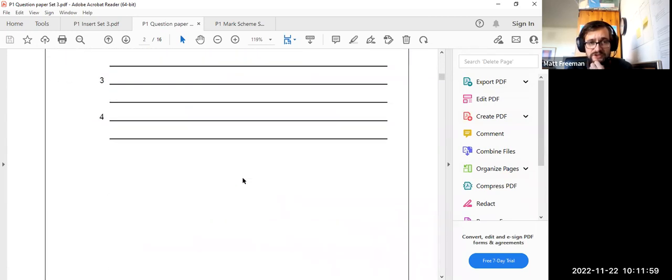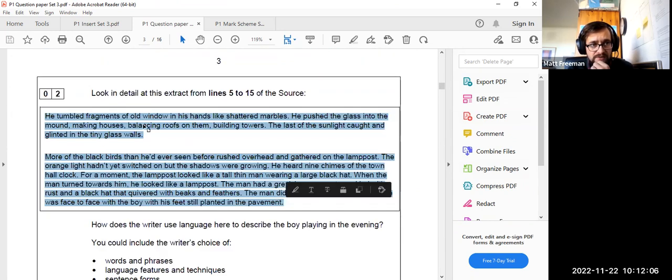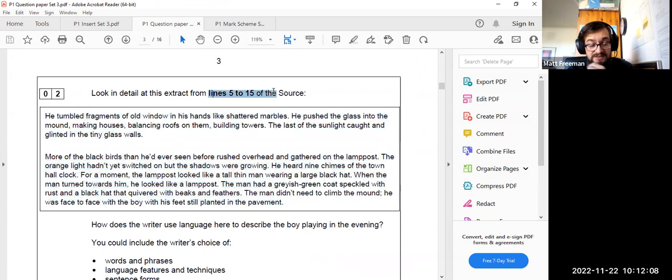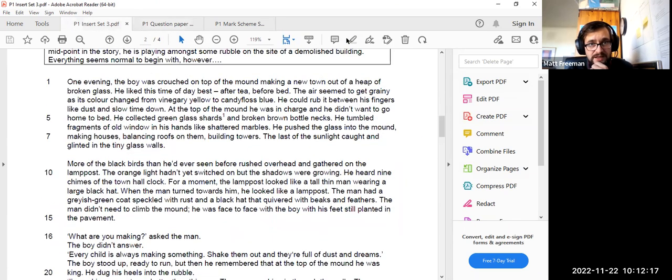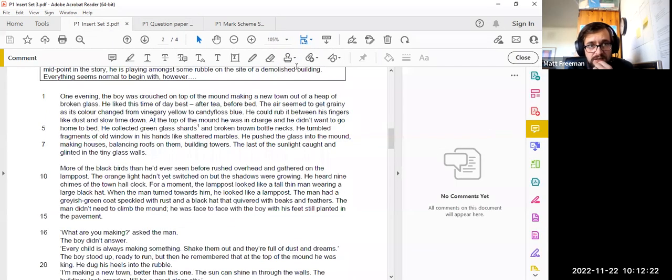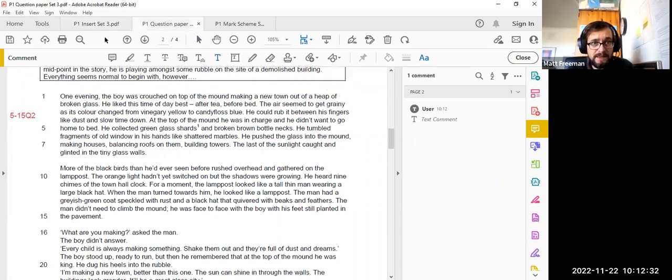It's always worth, however, just reading through and having a look here. So I know that I'm looking at this bit here, for instance. Well, it tells me, doesn't it? Lines 5 to 15, I know, is the language analysis section. So I can go in straight away and make a note here very quickly. I'm just putting in the margin here, 5 to 15, question 2. So when I go back, I know that's what I'm looking for.